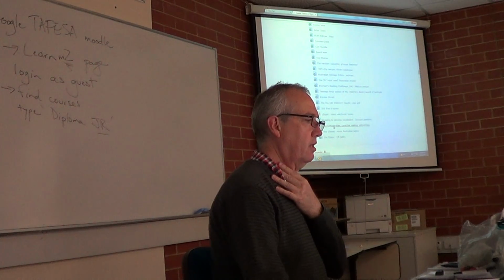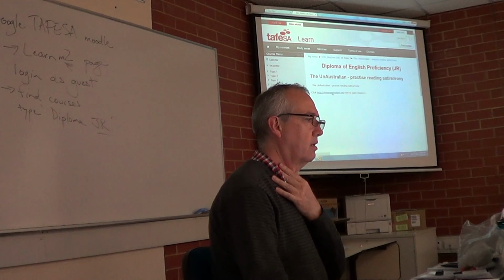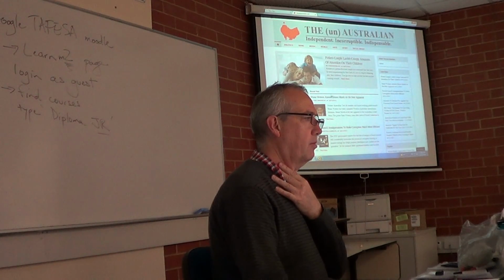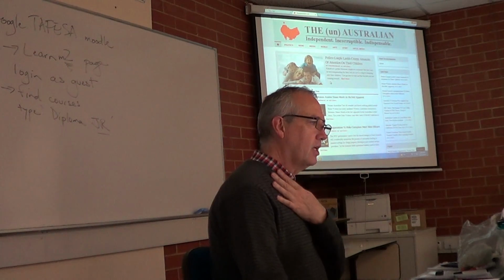The Un-Australian. Remember that one? It's a kind of satire. It looks like the same print and everything as Murdoch's Australian newspaper, but Australia upside down.